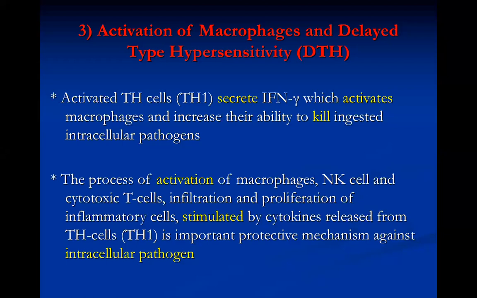And the process of activation of macrophages, natural killer cells, cytotoxic T cells, and also the infiltration and proliferation of inflammatory cells, all this will be stimulated by these cytokines, which are released by particularly the T helper cell, because we looked at how it went. It went from the antigen presenting cell stimulating the T helper cell, in an autocrine way activating itself from the resting T helper cell to the activated T helper cell. From there, it can now recognize antigen, which would be presented to the cytotoxic T lymphocytes.